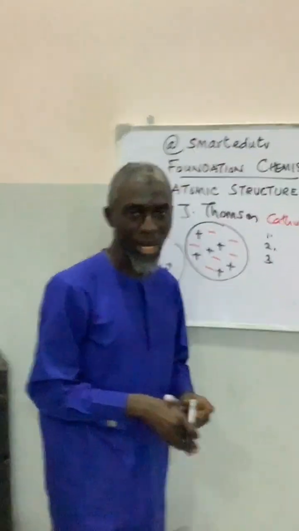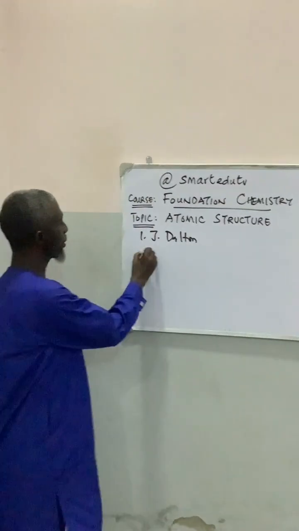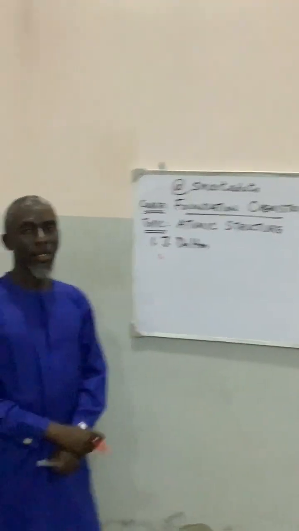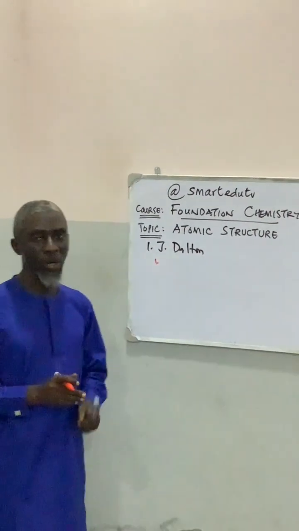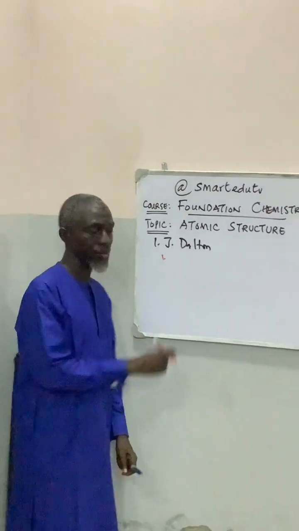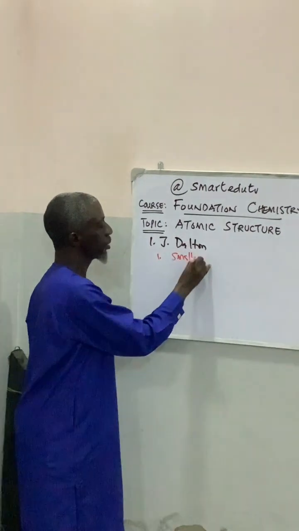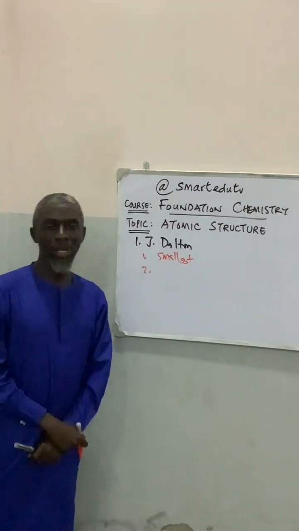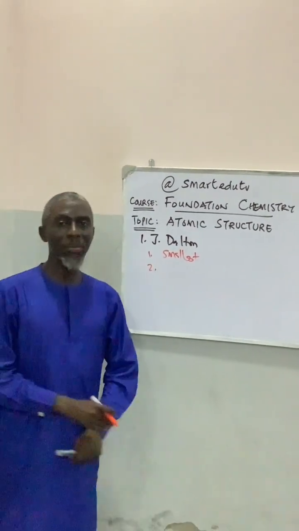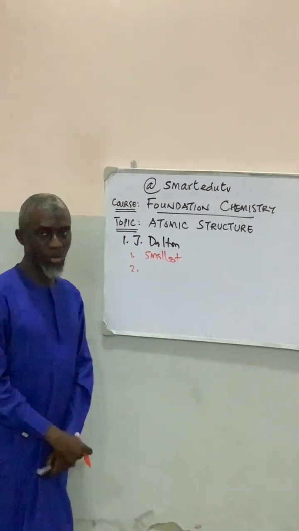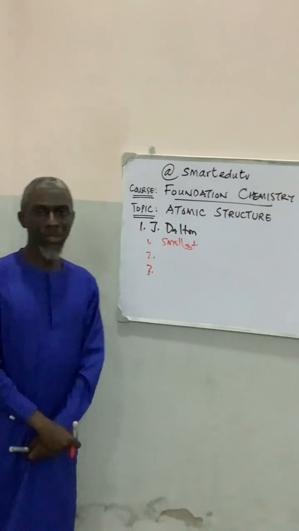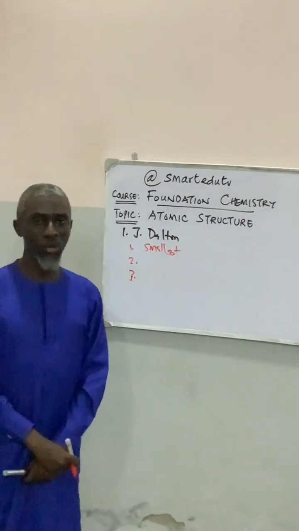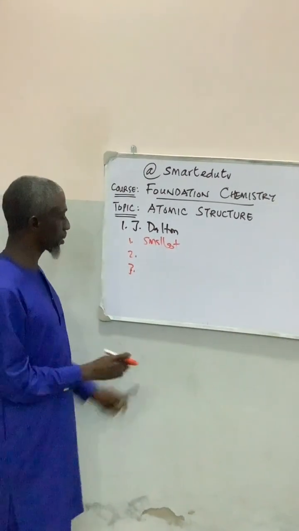So thank you. The first postulate, John Dalton said an atom is the smallest particle of the substance. So remember the word smallest. Number 2, atom can neither be created nor destroyed. So number 3, atoms of the same element look alike in all aspects.